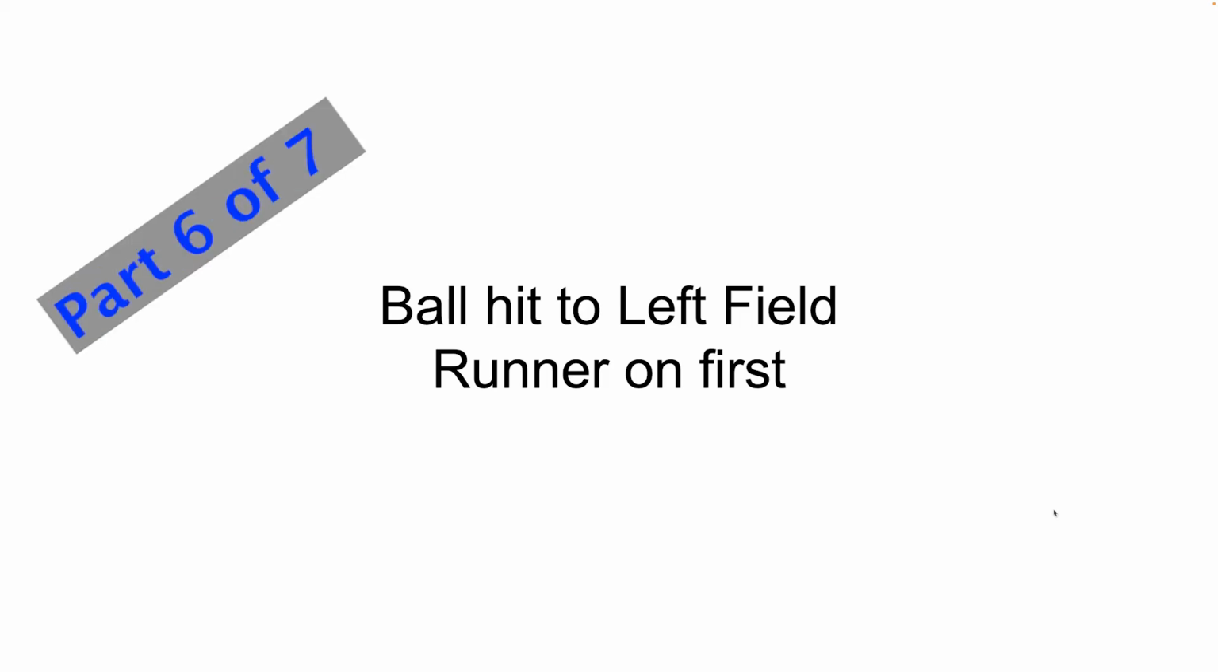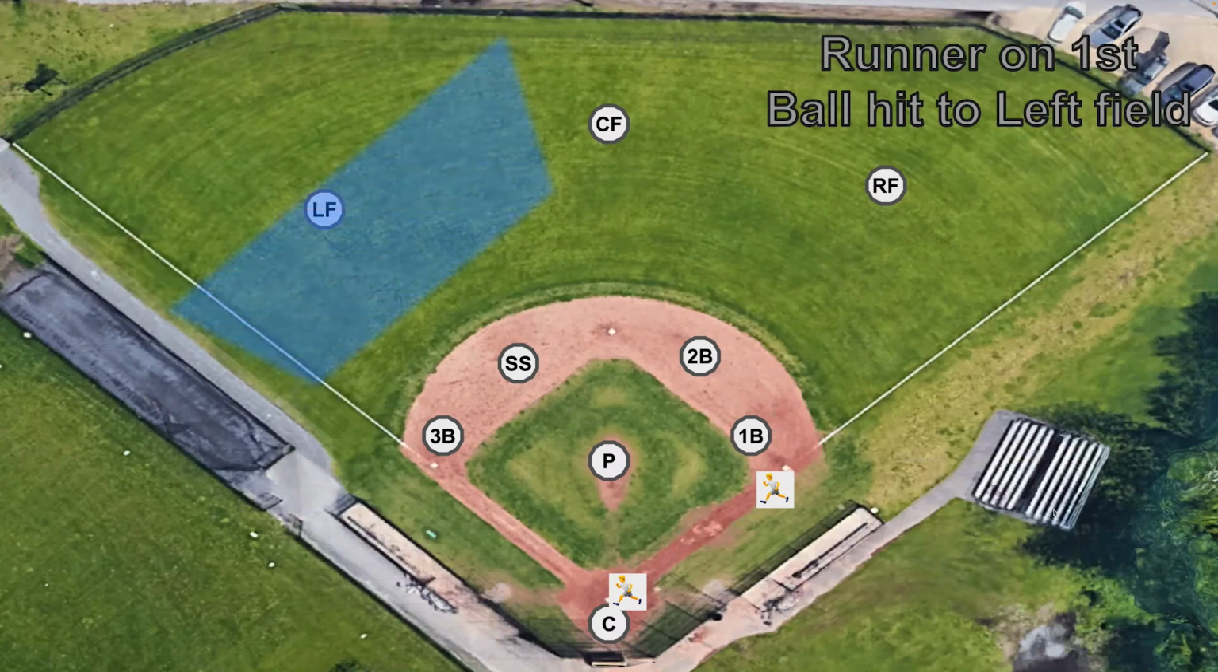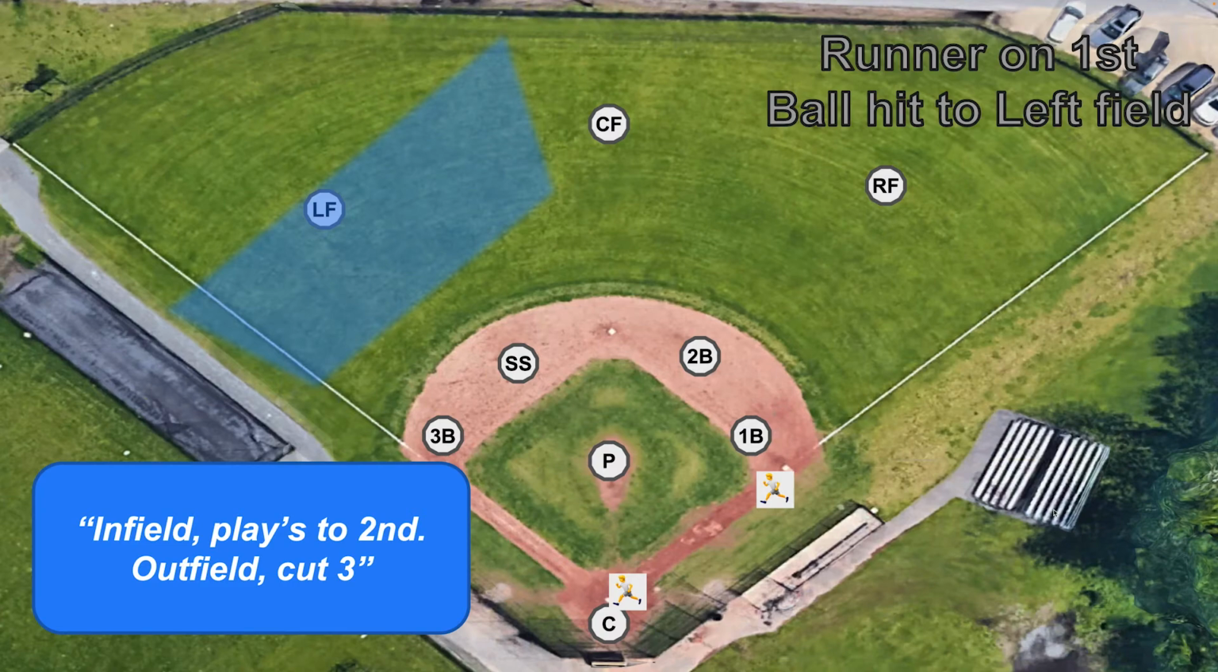Okay, ball hit to left field, runner on first. So now the ball is hit over to left field. Infield plays to second. If it's in the infield, outfield cut 3. Again, third base being 2 bases ahead of that lead runner that's over at first.